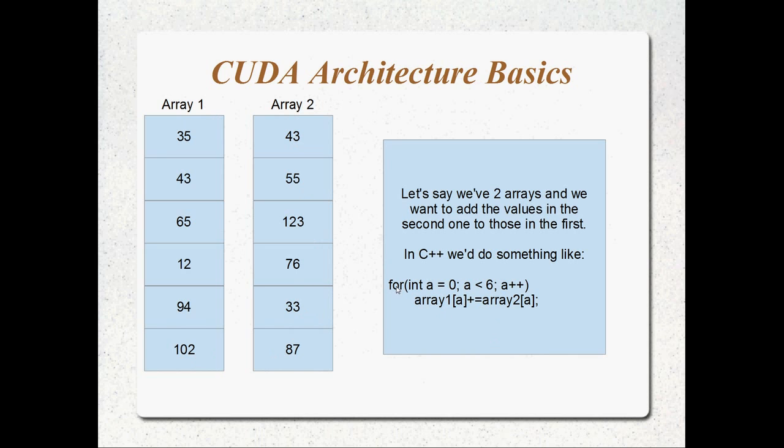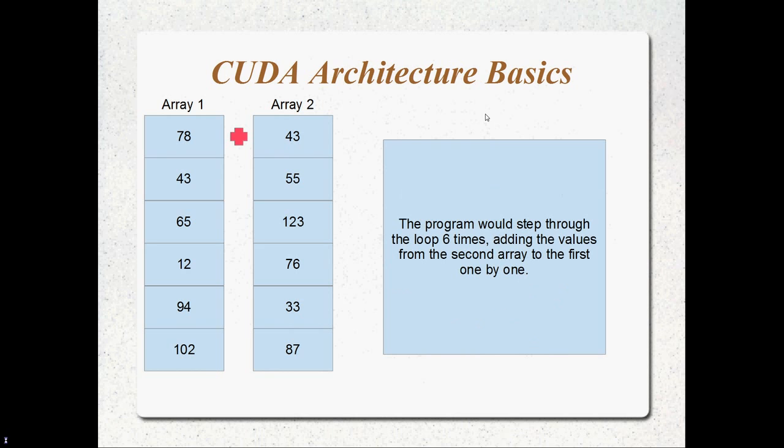You'd use a for loop, possibly. So for int a equals 0 while a is less than 6, a plus plus, then you just add the elements one after another, and it might look something like this. So the for loop would iterate 6 times, adding an element each time. That's the way that C++ works.